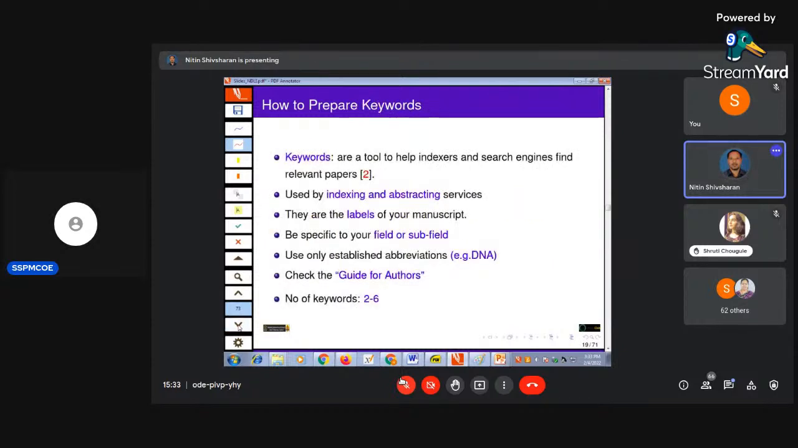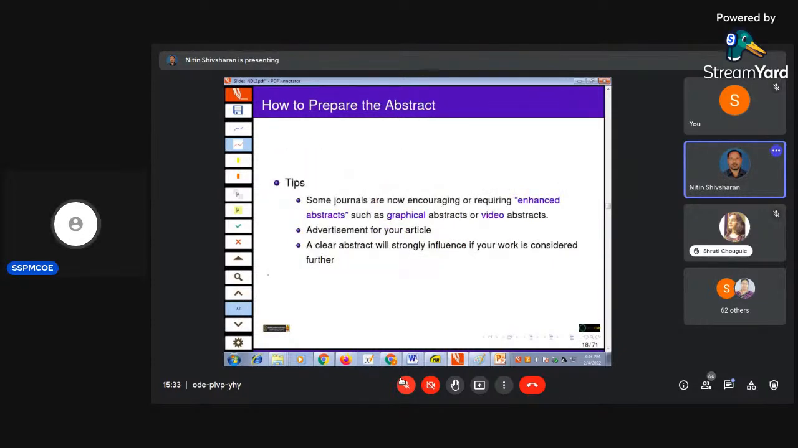So the abstract is very important because it is an advertisement for your article. It means that the indexing services of journals use this content for indexing your paper once it is published. So it is very important to take care while writing the abstract.